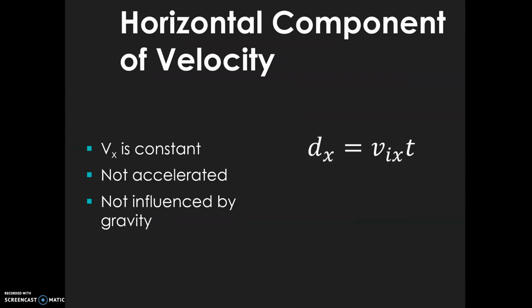Horizontal component of velocity. When it comes to the horizontal, its velocity will always be consistent. So the velocity in the x direction, the horizontal direction, will always be the same. It will not accelerate and is not influenced by gravity, because gravity is an up-down force. So the distance it travels in the x direction is influenced only by how fast it's going, its initial velocity, and the time it travels.